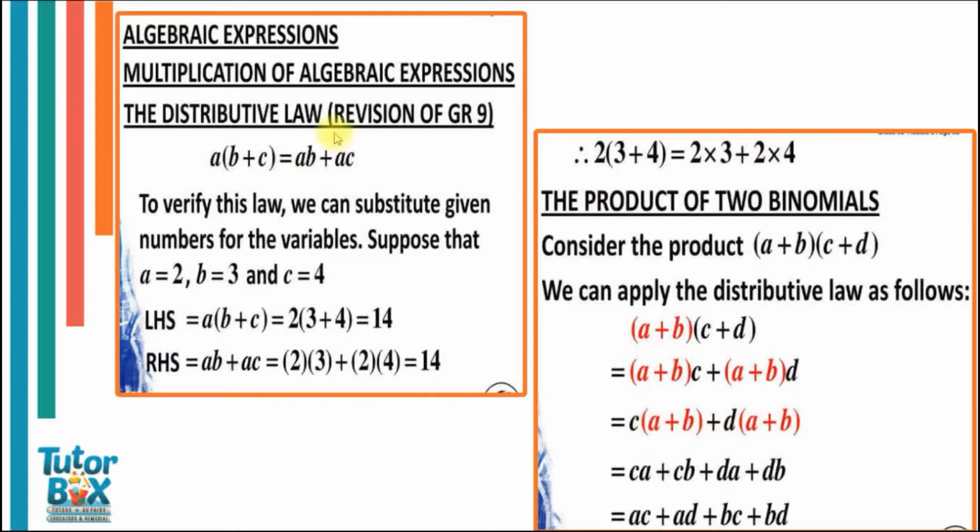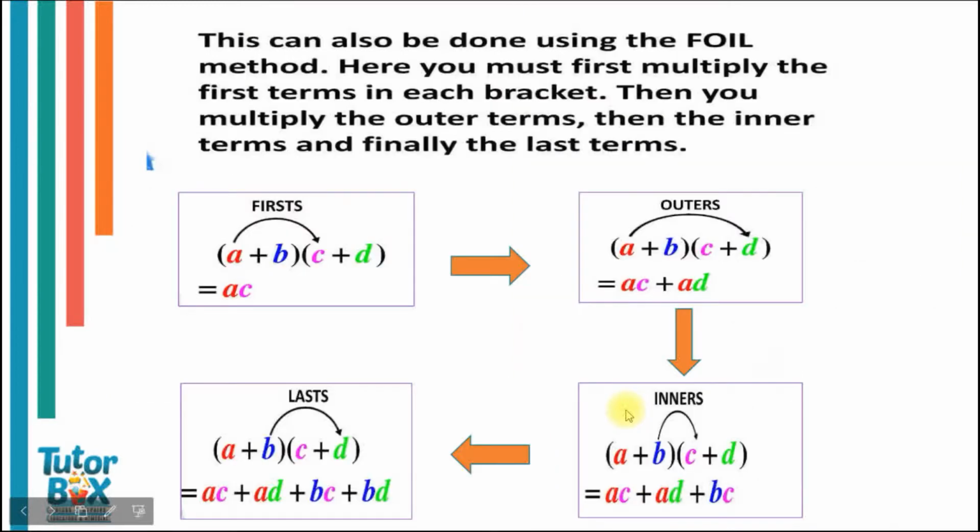So this will be equal to C, A plus B, and then plus D, A plus B, okay? So you see it's sort of like the same form as that, right? So if you simplify further, you get CA plus CB plus DA plus DB. This will be equal to AC plus AD plus BC plus BD, right?